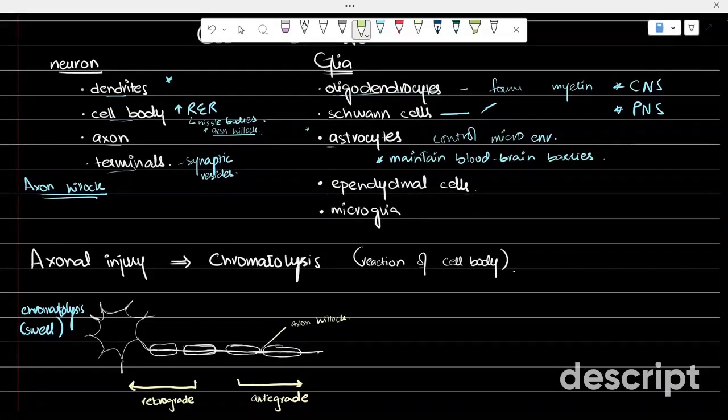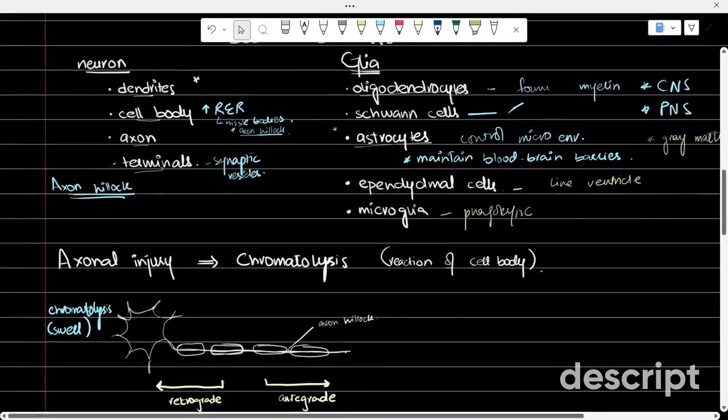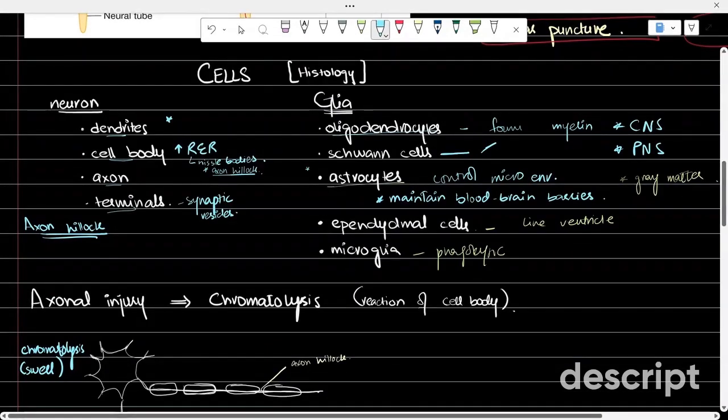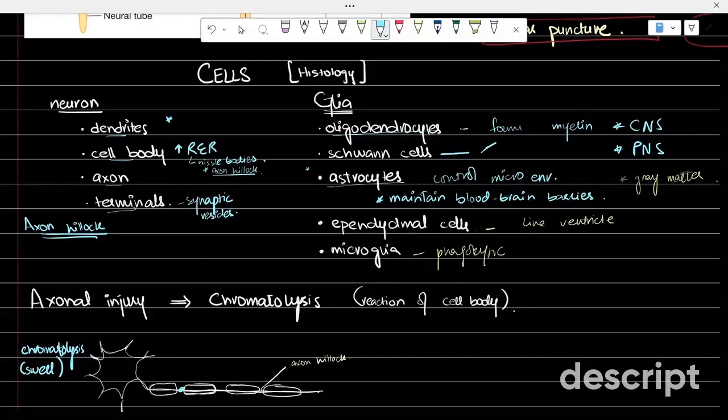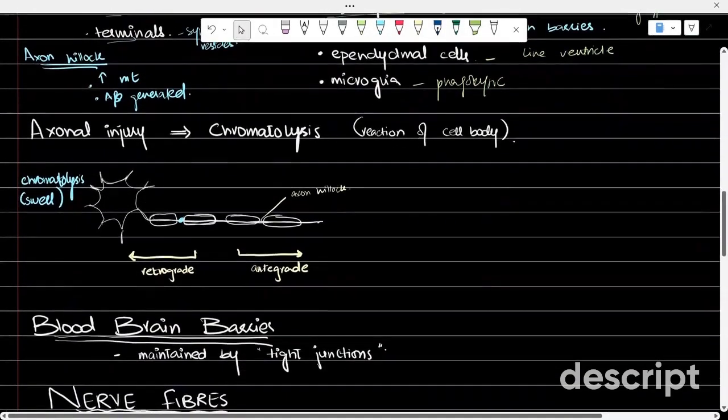Also note that astrocytes are the most abundant glial cells in the gray matter. Ependymal cells are ciliated and they line the ventricles. The microglia are the phagocytic cells responsible for phagocytic activities, and they are part of the mononuclear phagocyte system. So the axon hillock is a point, just like over here, at which there are increased mitochondria, the action potential is generated, and it has an all or none potential.